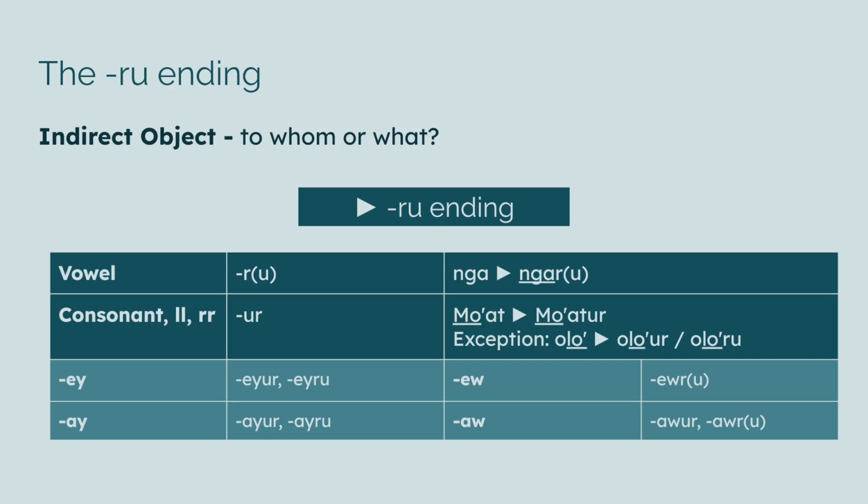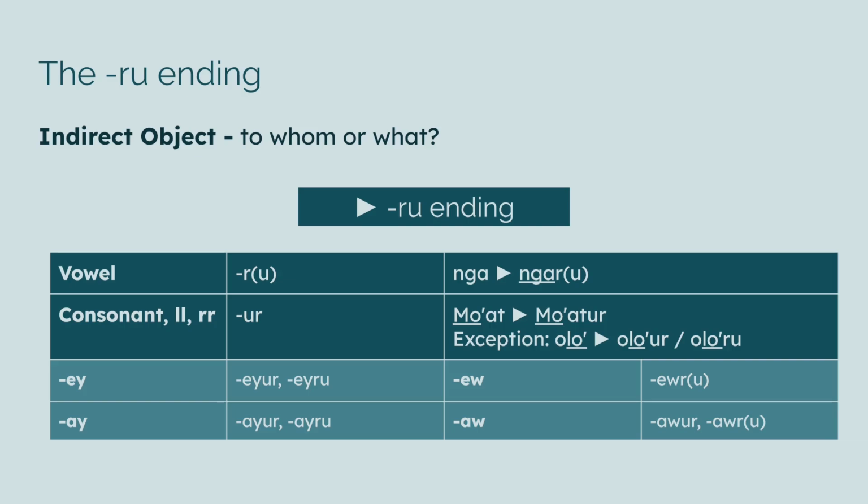So first of all, if a word ends in a vowel, then we can either just put an R or a ru. So nga can become either ngaru or just ngar. If a word ends in a consonant, a double L or double R, so pseudo vowel, then we put a ur there. So mo'at would become mo'atur. Not mo'atru, that doesn't work, that's wrong. It can only be mo'atur there.